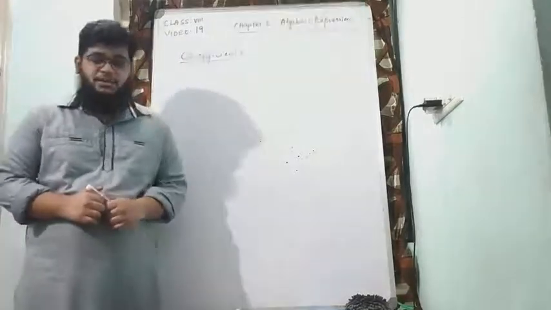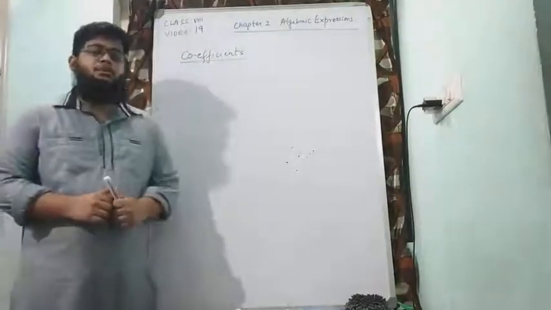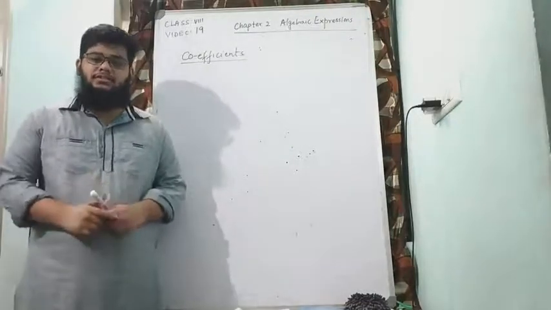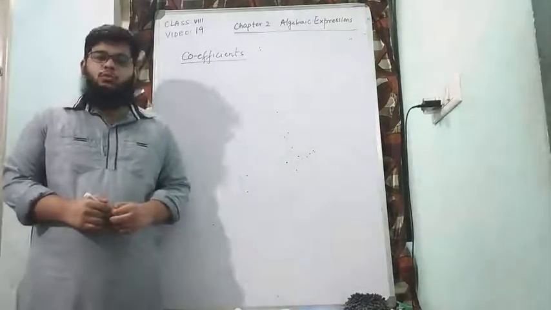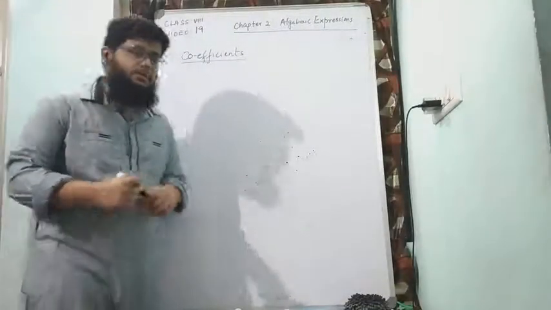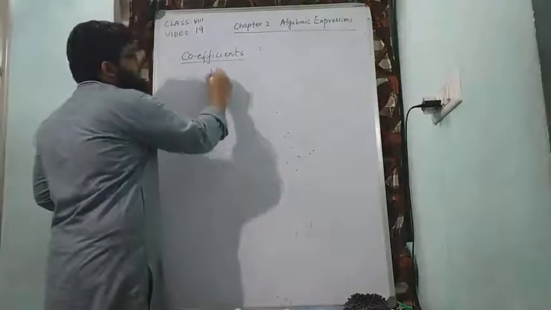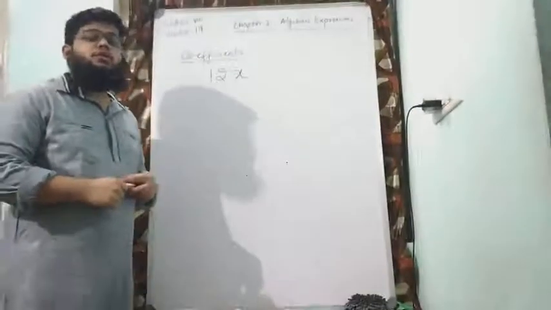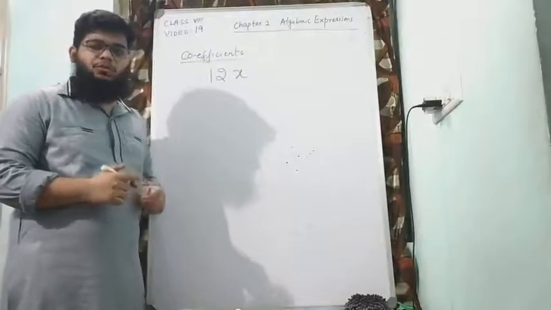This is the 5th video of this chapter called Algebraic Expressions, and we'll see a new topic today called coefficients and one more topic called like terms and unlike terms. Let us begin by understanding what are coefficients. Let me give some examples first so that it can be clear to you. Example, if I have something like 12x, okay? So for 12x, how to identify the coefficients?